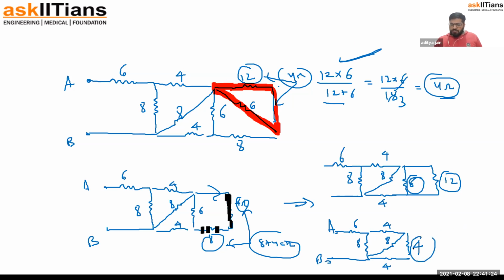Now if you again observe, this 4 and 4 are in series. Yes or no? This 4 and 4 ohm are in series. So I can replace 4 and 4 ohm with the equivalent resistance of 8 ohm. Yes or no? They are in series. So the equivalent resistance will be 4 plus 4, that is 8. So I can replace this like this. This is A, this is B.